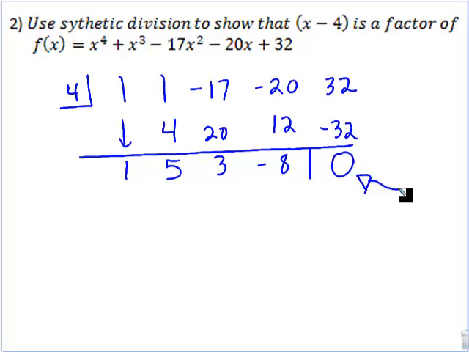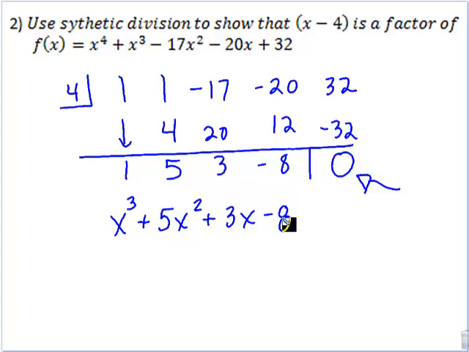Okay? What is our remaining polynomial that we have left? What exponent would this one start off with? X to the 3rd. So our remaining polynomial is x to the 3rd plus 5x squared plus 3x minus 8. This is our remaining polynomial, our quotient that was left, because we found one of the factors. We started off to the 4th power. Since we found one of the factors, our highest power is now the 3rd.